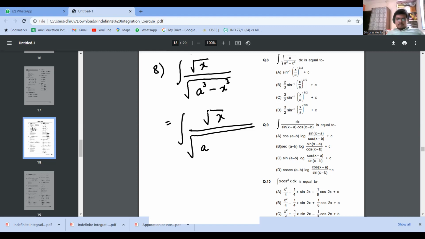Now listen, Muskan. a raised to 3 can be written as a raised to 3 by 2 the whole square. And similarly, if we do it for this x raised to 3, this will be x raised to 3 by 2 the whole square. This is the formula, guys. Which expansion formula is this? A स्क्वायर माइनस B स्क्वायर.